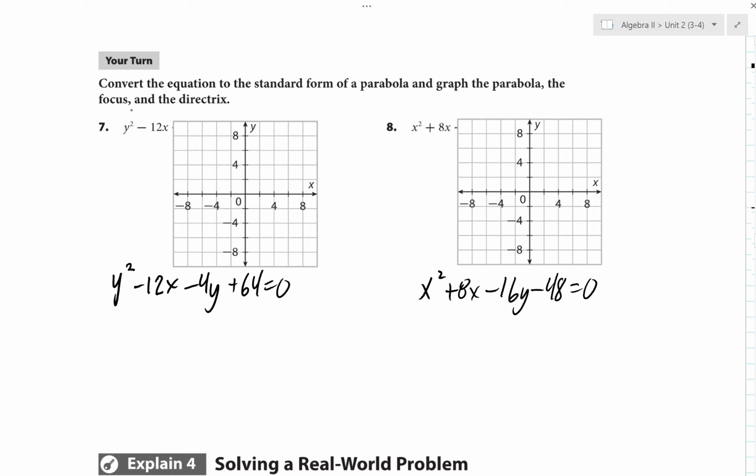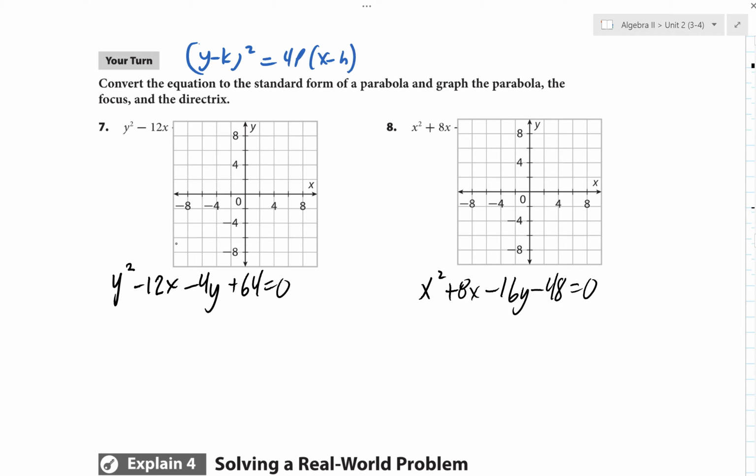For some reason my equations got cut off by the graph. It's probably okay in your book, but I just rewrote the equations here. What we're going to do is we have an equation in standard form, and we want to write it in the new form that we just wrote, which is, since it's a y squared, y minus k squared equals 4p times x minus h.